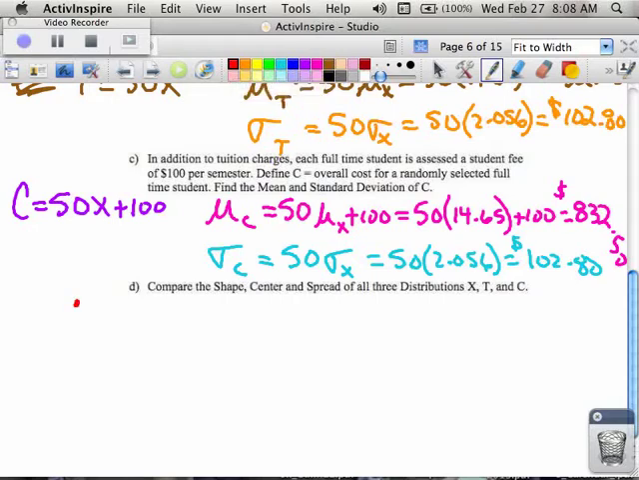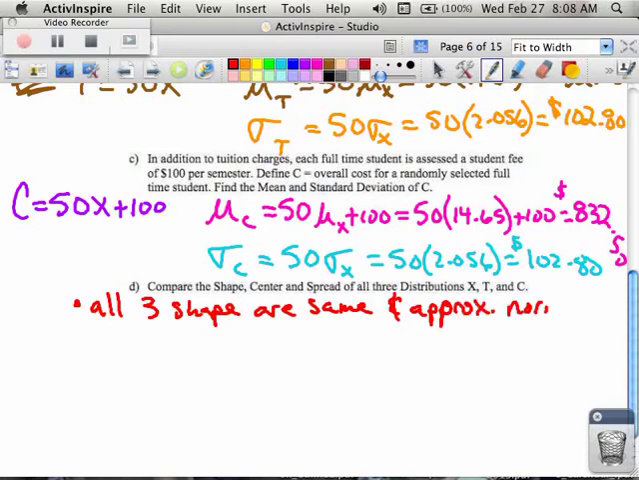So first of all, the three shapes are the same because none of them change. Remember, the shape doesn't change. And approximately normal, because they told us that.